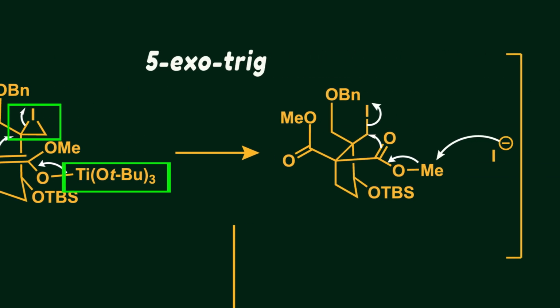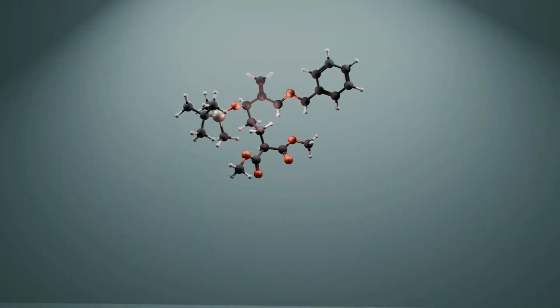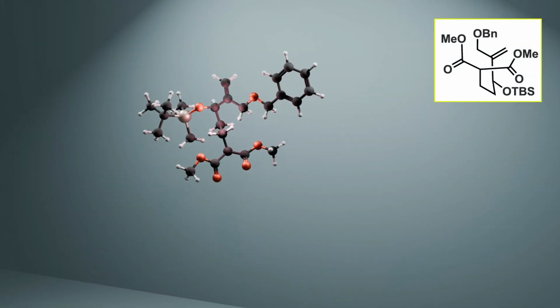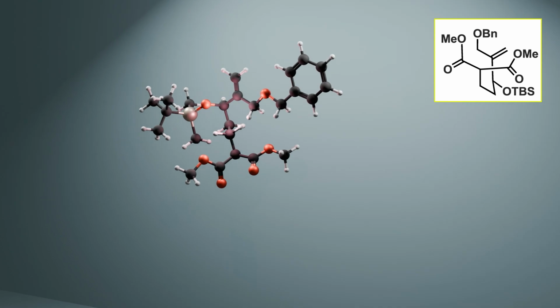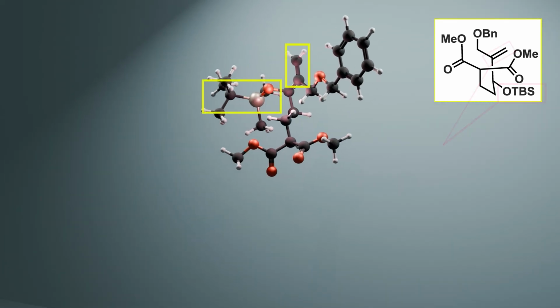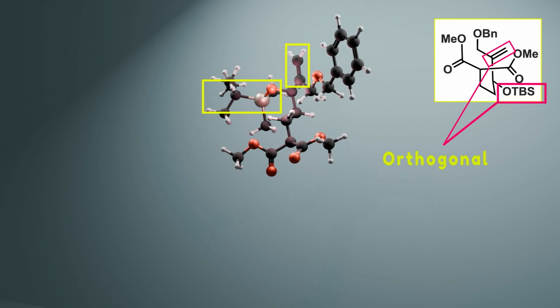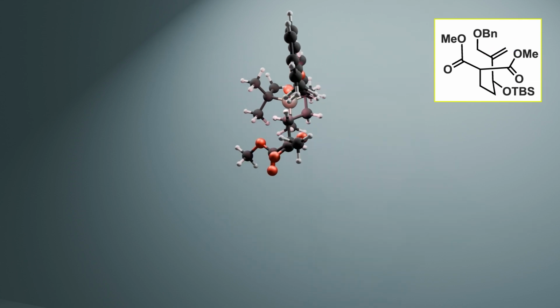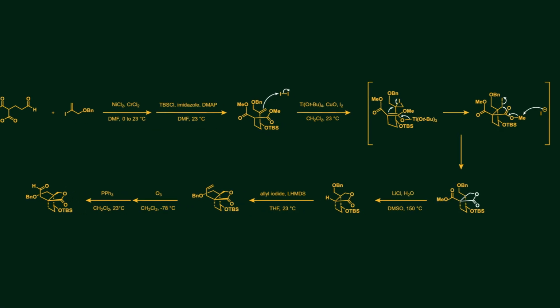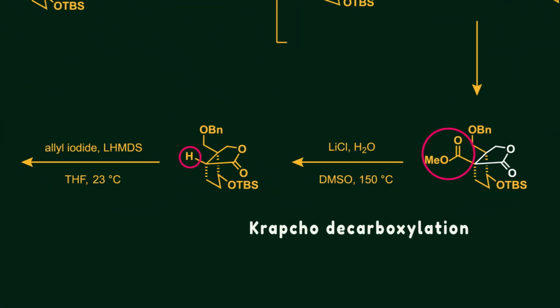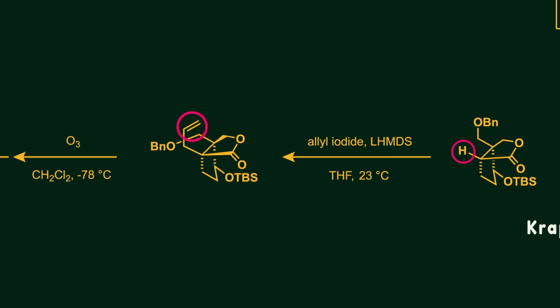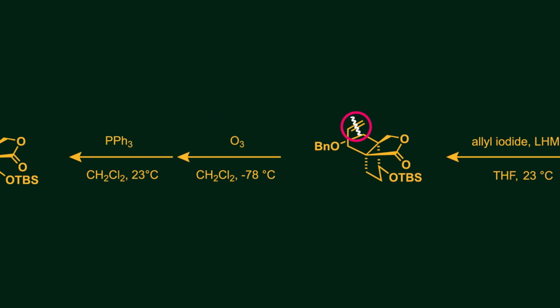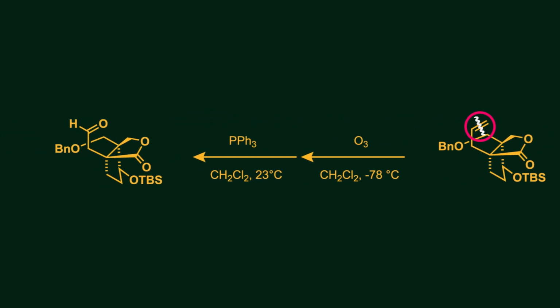After that, iodide ion attacks the methoxy group and triggers another intramolecular nucleophilic attack, leading to the bicyclic intermediate. The advantage of this reaction is its diastereoselectivity. In other words, the transition state adopts a chair-like conformation, favoring an orthogonal alignment of the alkene and the OTBS, which allows the formation of only one diastereomer. In the next step, the ester moiety was removed by Krapcho reaction, followed by allylation of the lactone, which underwent ozonolysis to complete the synthesis of the southern part of the molecule.